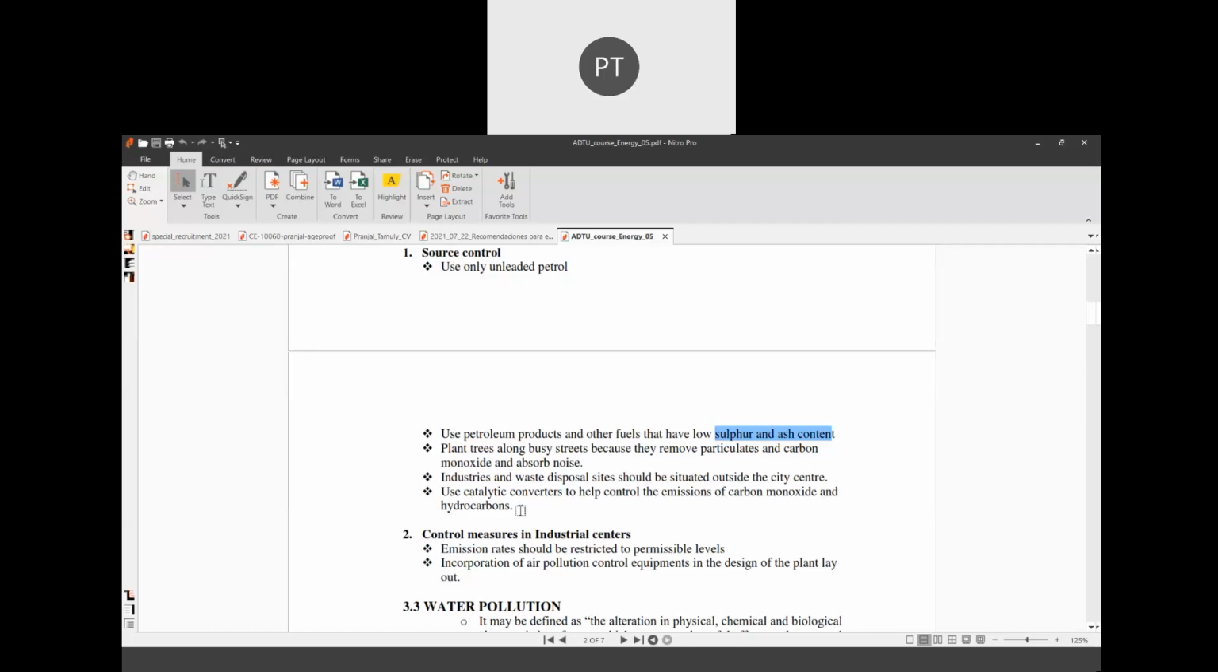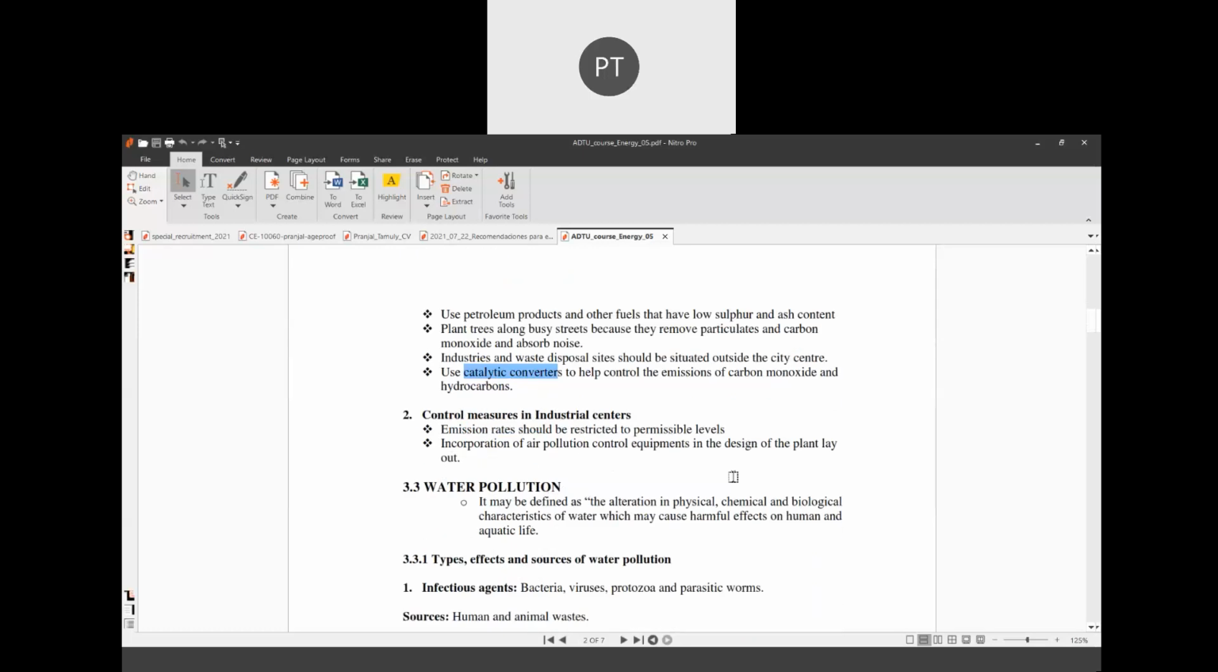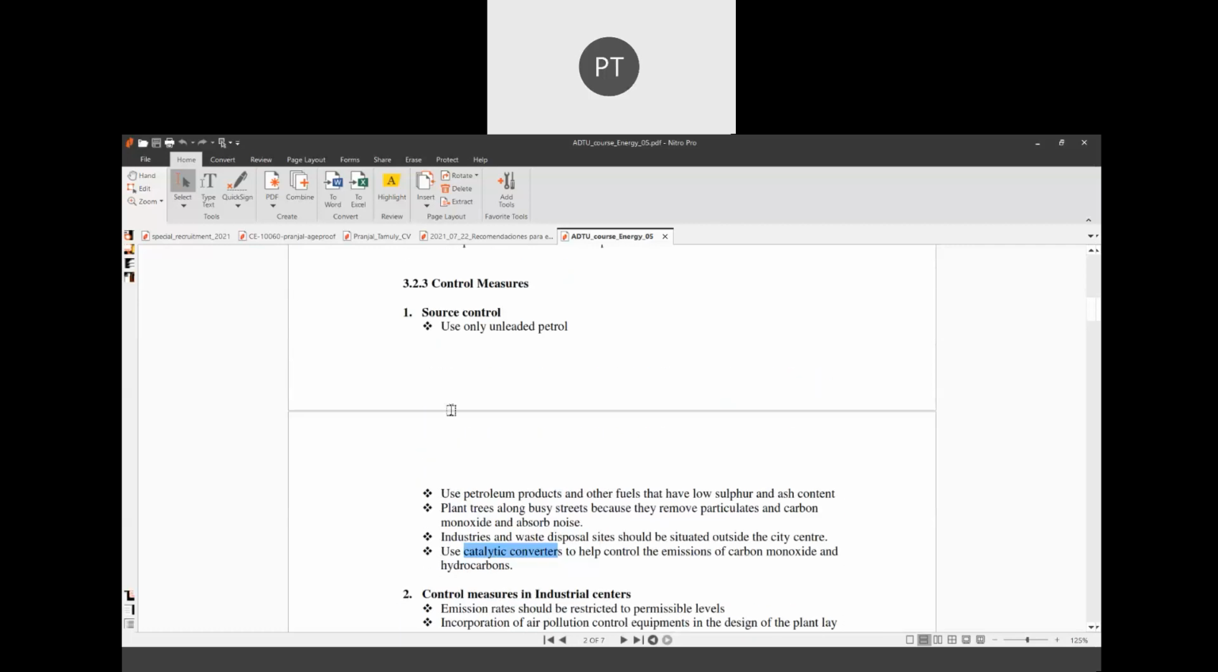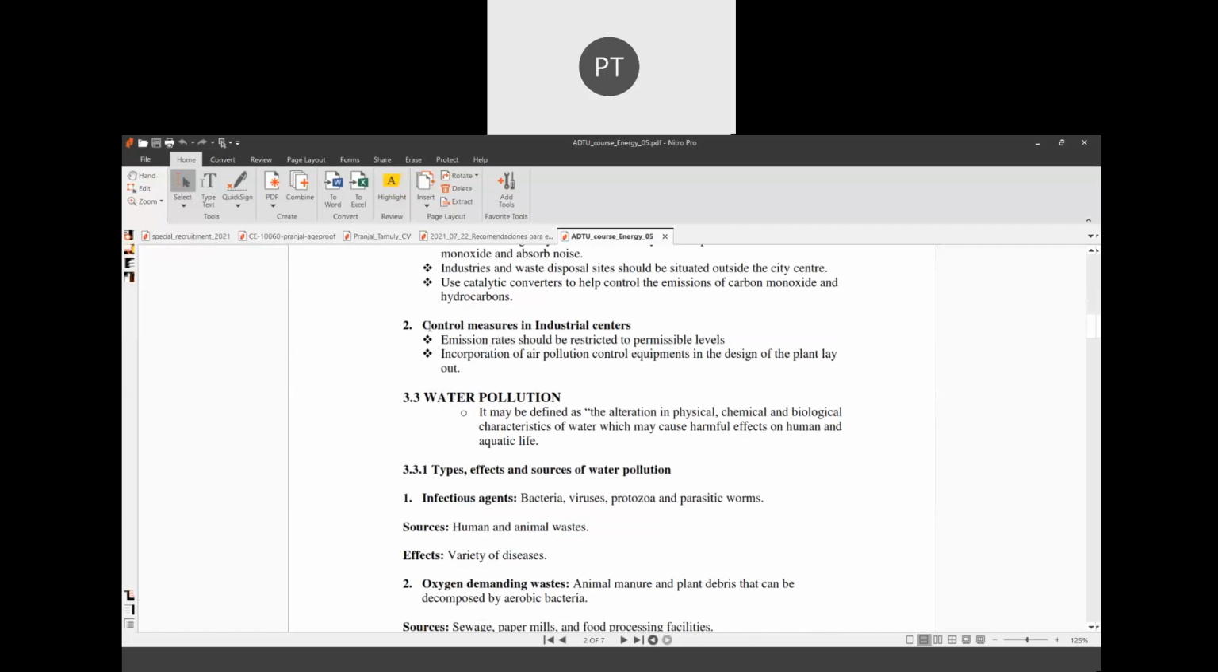Use a catalytic converter to help control the emission of carbon monoxide and hydrocarbons. Using this catalytic converter, we can prevent the emission of carbon monoxide and hydrocarbons. Control measures in industrial centers. So the first one was how we can control air pollution at the source level, and the next one is how we can control it at the industry centers.